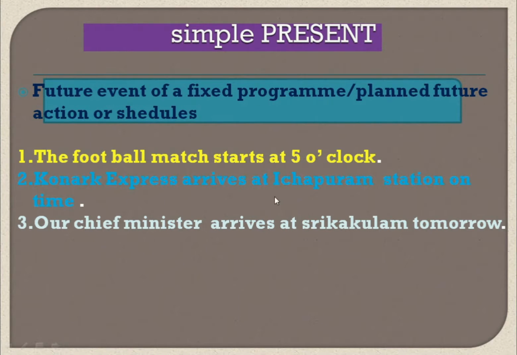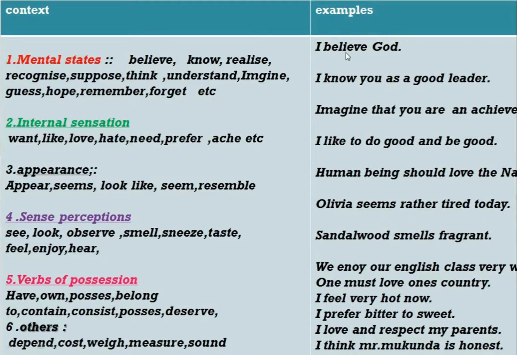Similarly, Konark Express arrives at Ichapuram station on time. So this is also a fixed program, or a fixed schedule. Our chief minister arrives at Srikakulam tomorrow. Tomorrow indicates the future time here, but the sentence is in simple present. So our chief minister arrives because the decision has already been taken and it is about to happen. Therefore we use simple present.